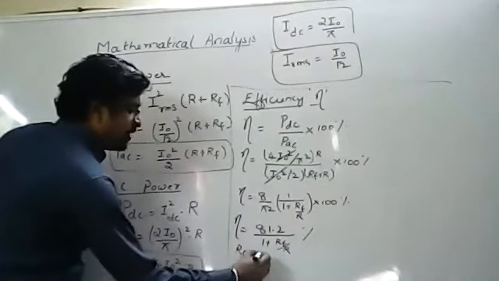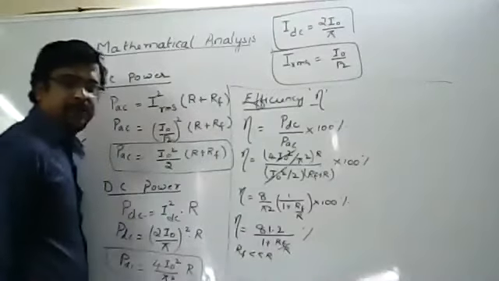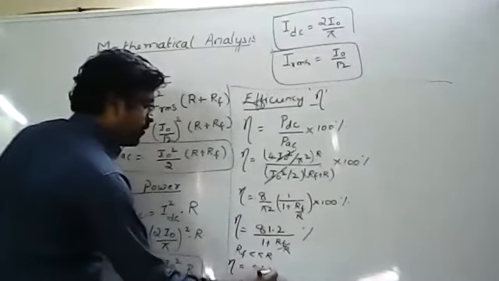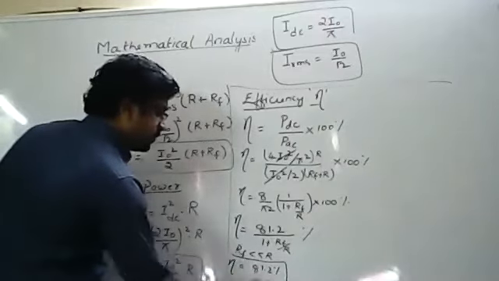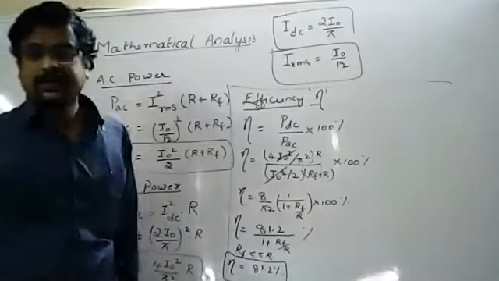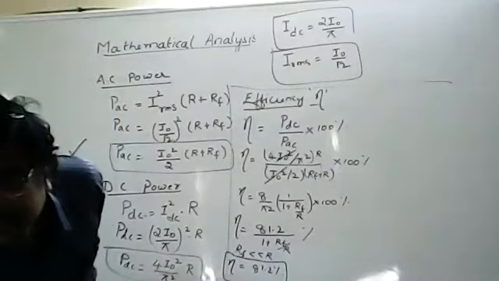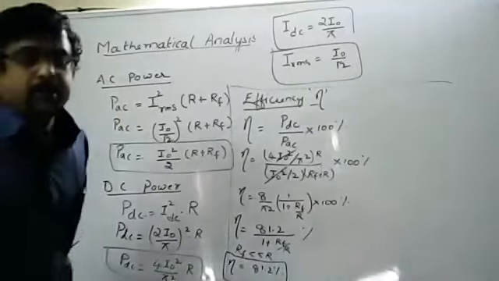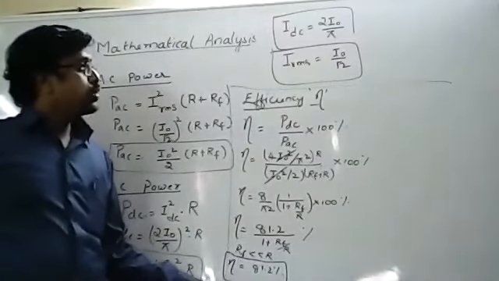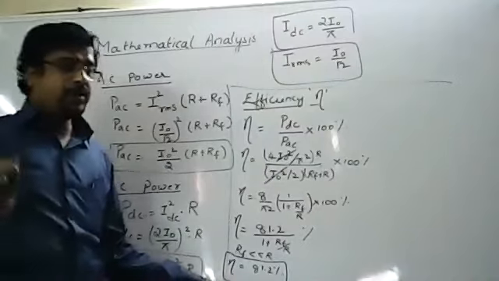If RF is very less than R, eta is equal to 81.2%. Eta is equal to 81.2%. So eta is equal to what? 81.2%. So what is the efficiency of a full wave rectifier?